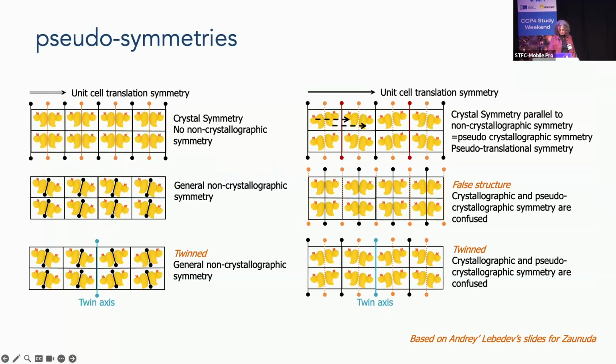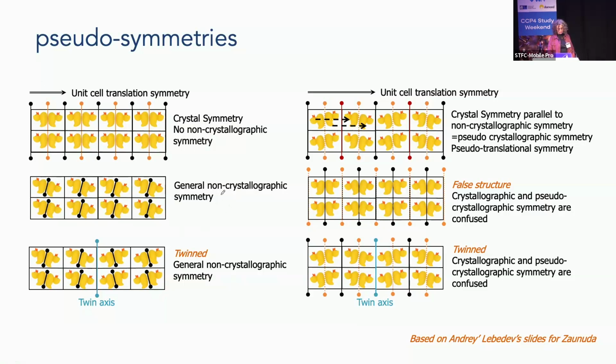And this is a slide inspired by a similar slide from Andrei Lebedev's slides on Zanuda, except this one's involving ducks. So we have to start with, you see the laser pointer? Well, we can see this. So here we have just a normal crystal with no non-crystallographic symmetry. This is the unit cell translation here, and there's twofold here and here. These are the twofolds in the crystal lattice.